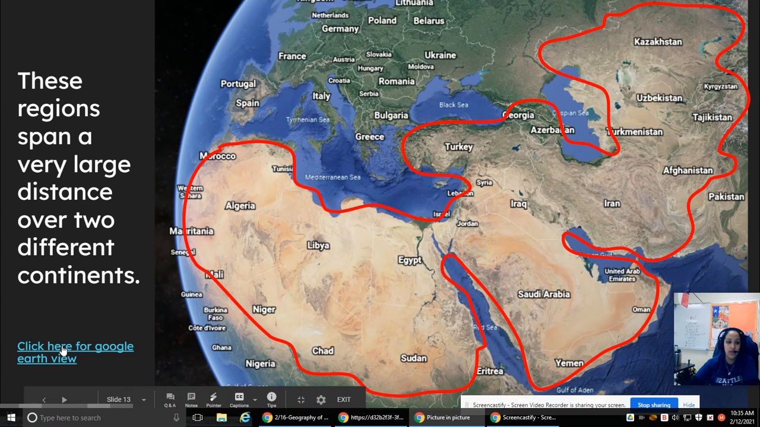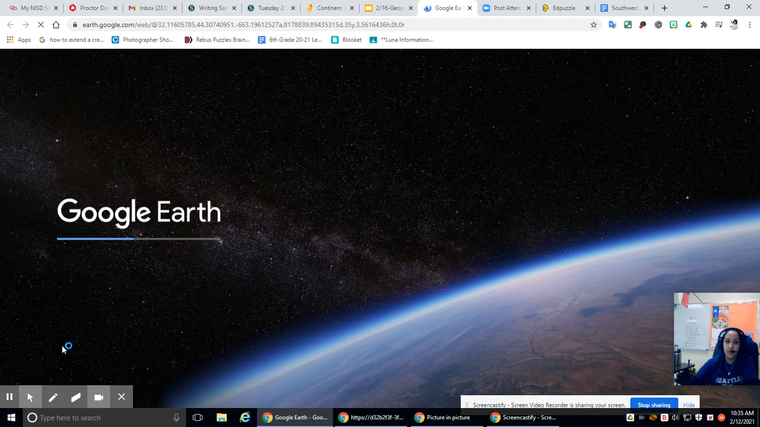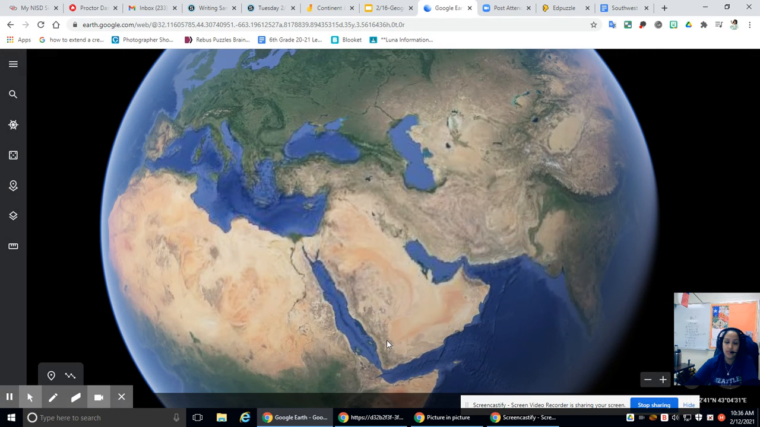You can also click here for the Google Earth view. This does take a little while to load sometimes. Just be patient with it. I wanted to show you how long it takes to load, so don't think your internet's slow or whatever, it's lagging. It does take a little while for it to load. Even on my computer, you can see how long it's taking. But it's really cool. And you can play around with this if you want.